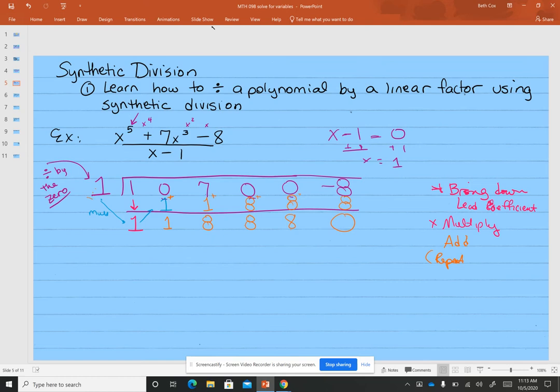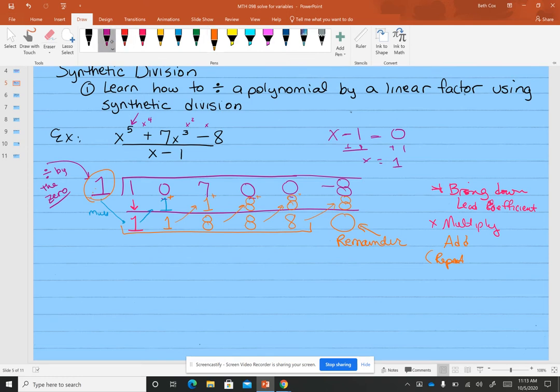Okay, now each time I was multiplying 1 times each one of the numbers that was on the bottom, and I put the answer in the next section. Okay, and so this is officially my answer. This number right here is my remainder. So let's get my answer out.